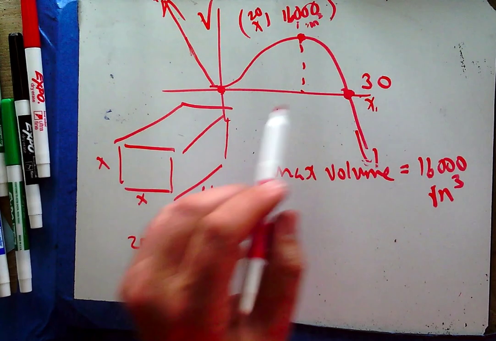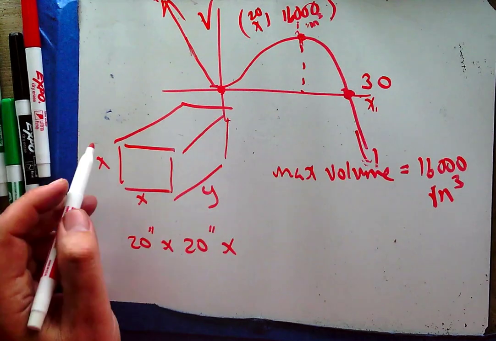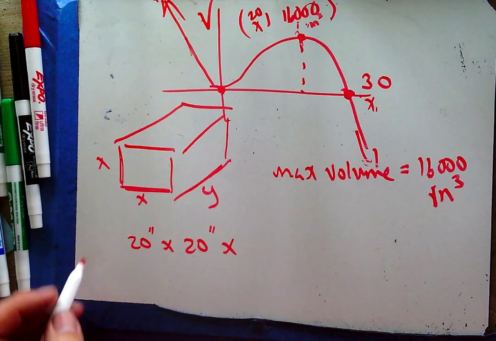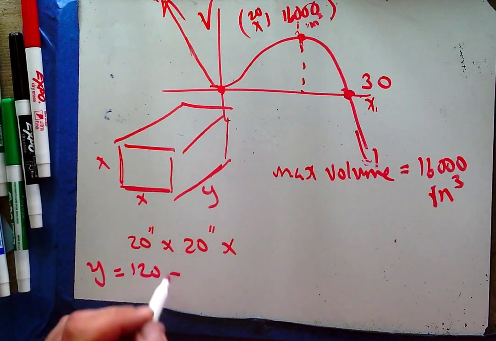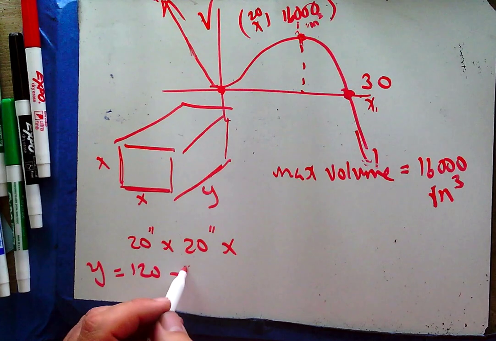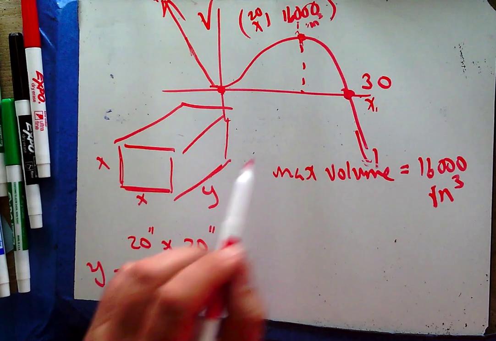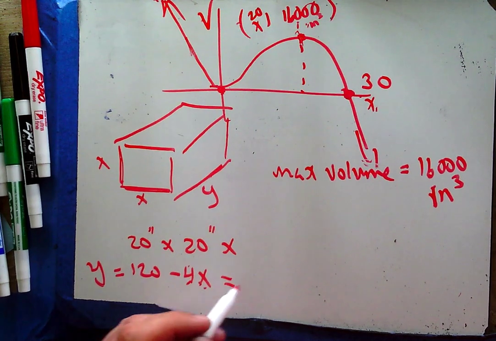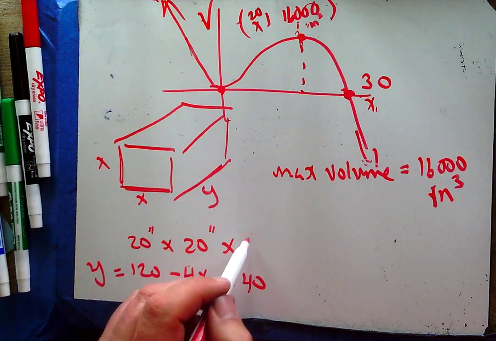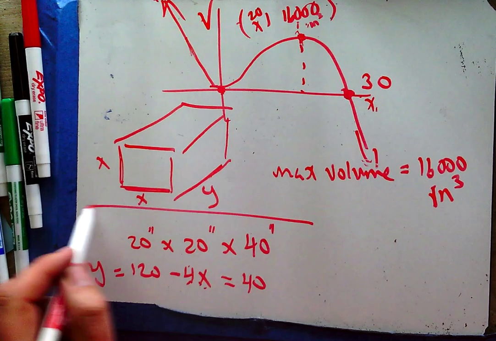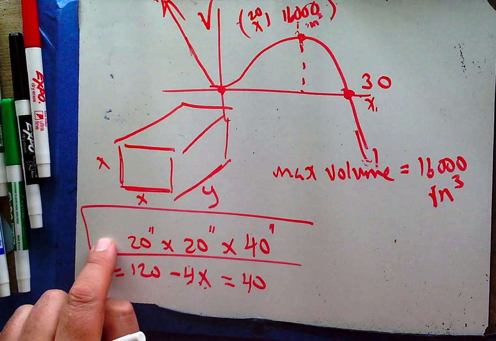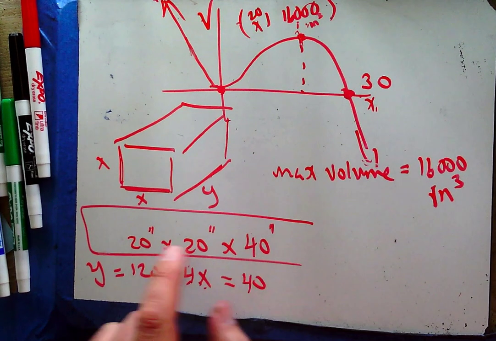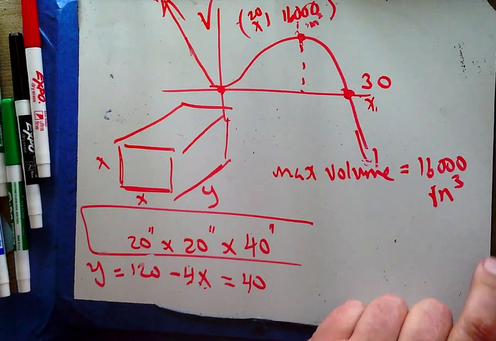So how do I find this y value here? Because I remember that the volume of the box is x squared times y. Well, remember we had that helping equation, 120 minus 4x. And if x is equal to 20, 4 times 20 is 80. 120 minus 80 is 40. So these are the dimensions of the largest box, and that's the area of that box. If I multiply this times this, I get that.